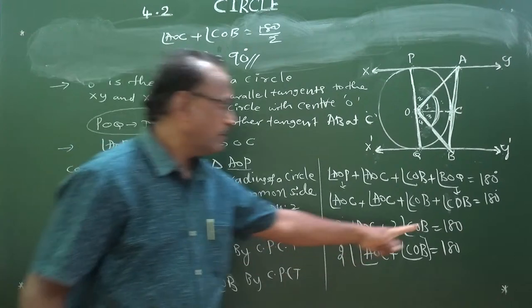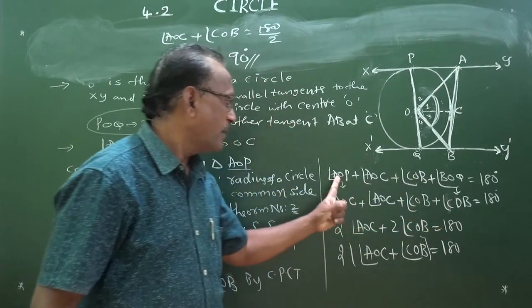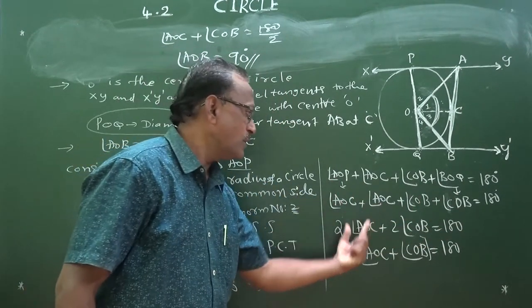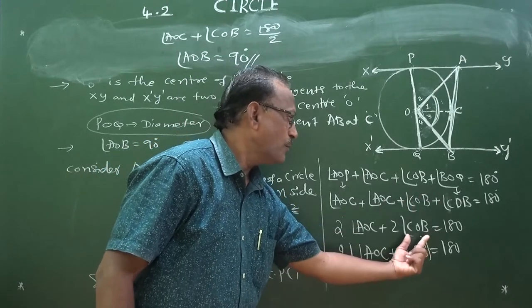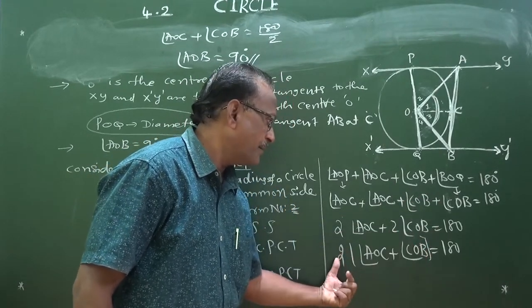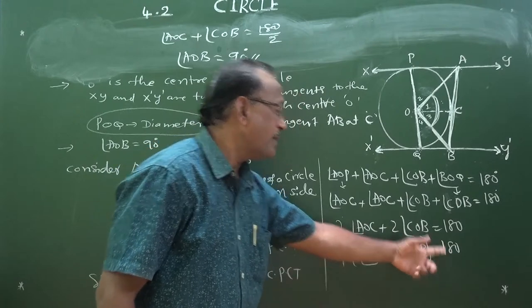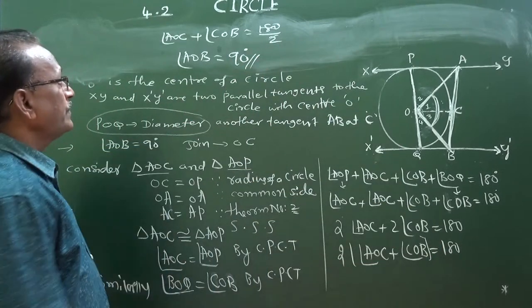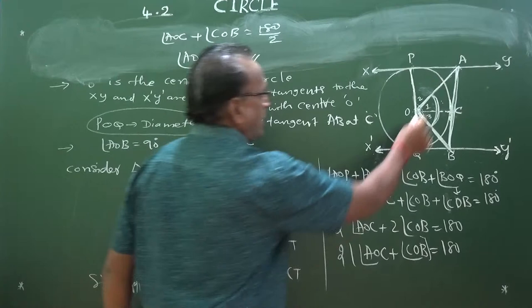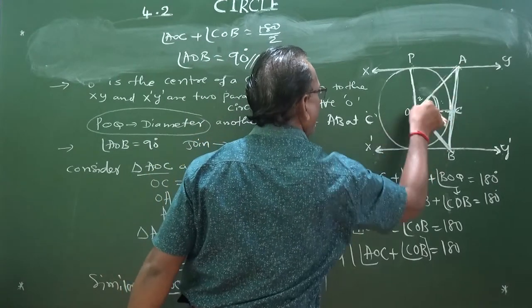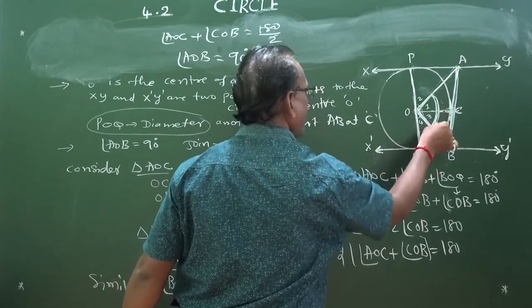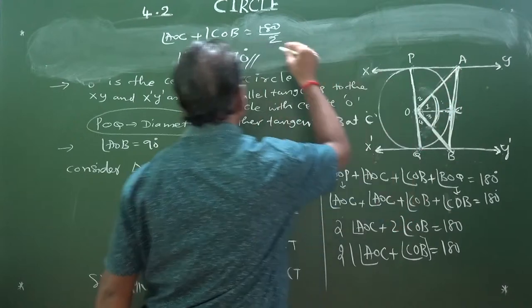Here, COB. Here, AOC. How many AOC are there? 2 AOC, 2 COB, take 2 common outside. Then transfer this side, it will be divided. Then together, AOC and COB together is called AOB.